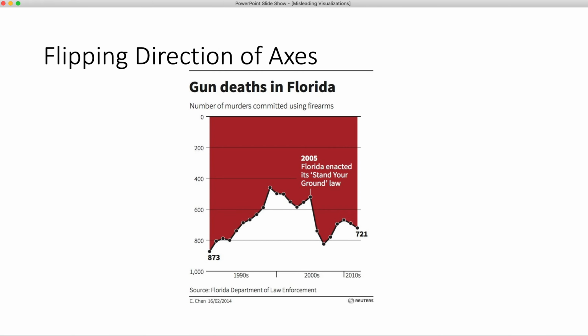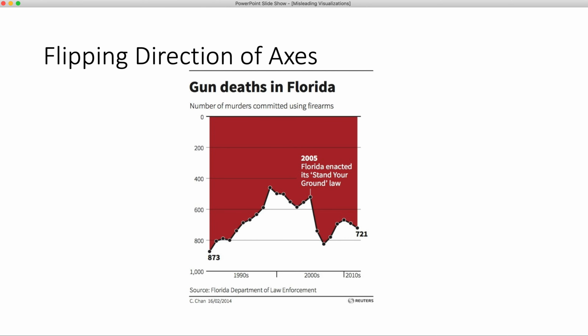The final way in which I think you can mislead your audience is by flipping the direction of the axes in, for example, a line chart. So normally what we would expect is that the higher the point in the line chart, the higher the value. But you see that in this graph, they flipped it.